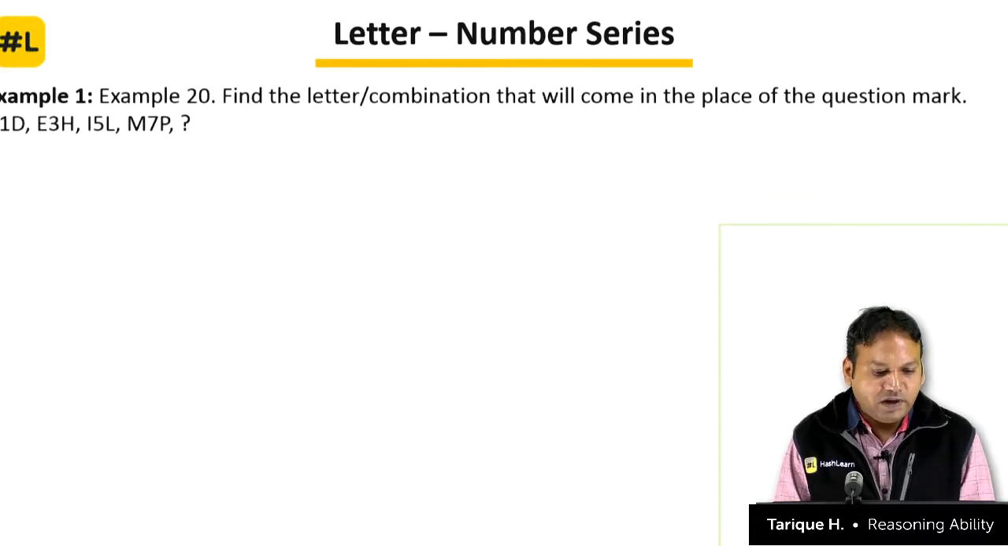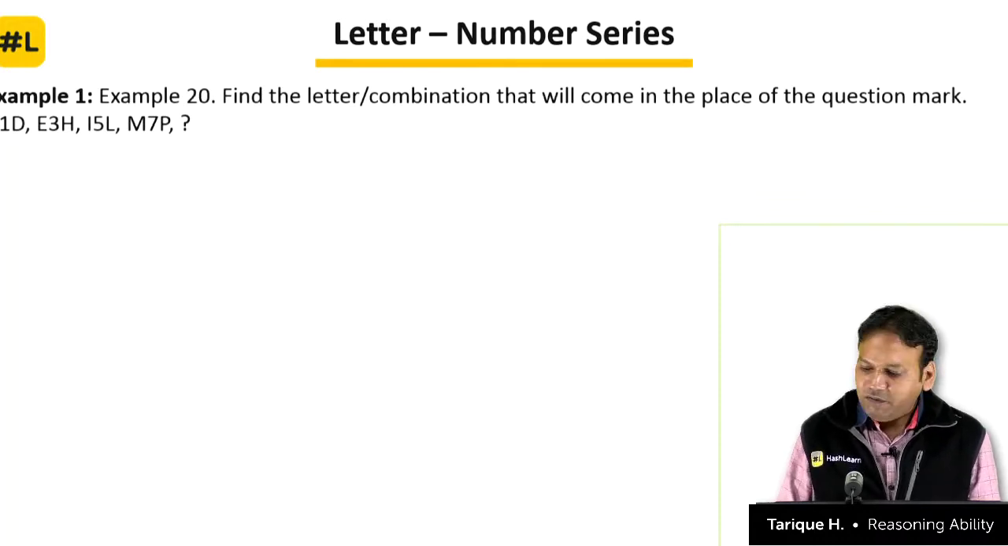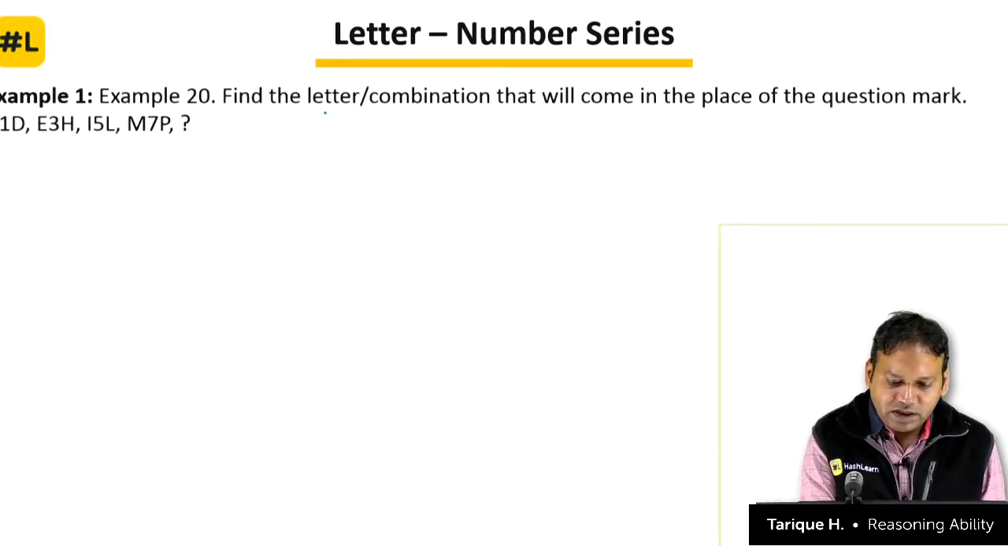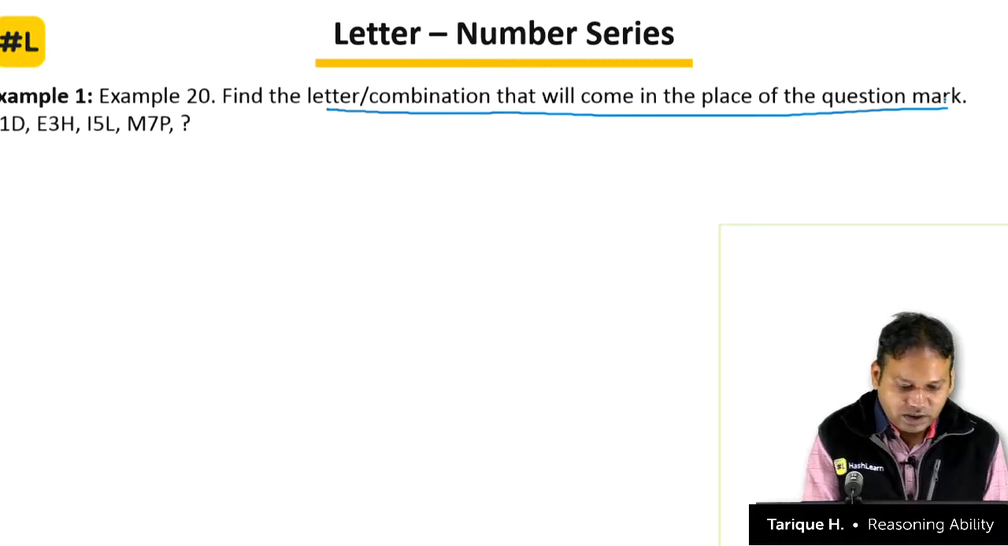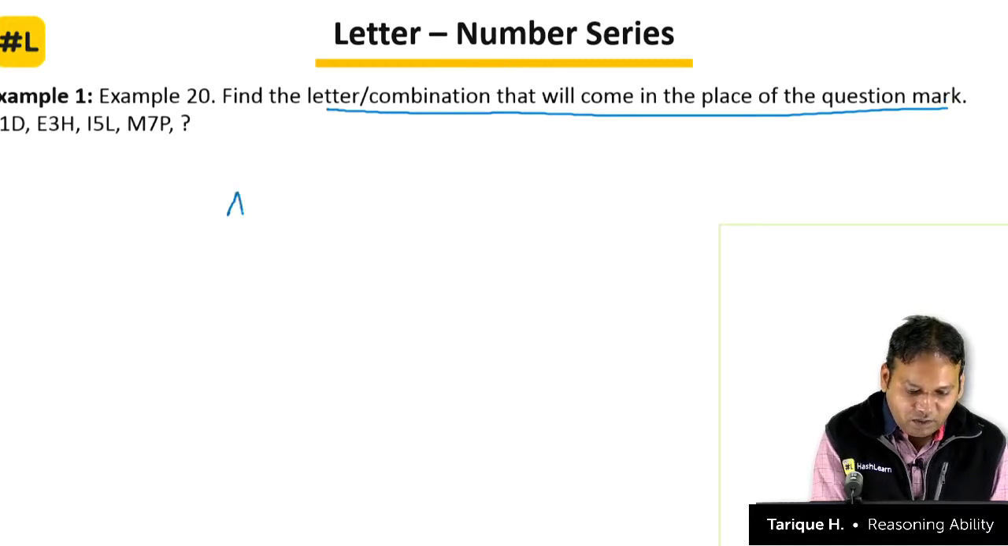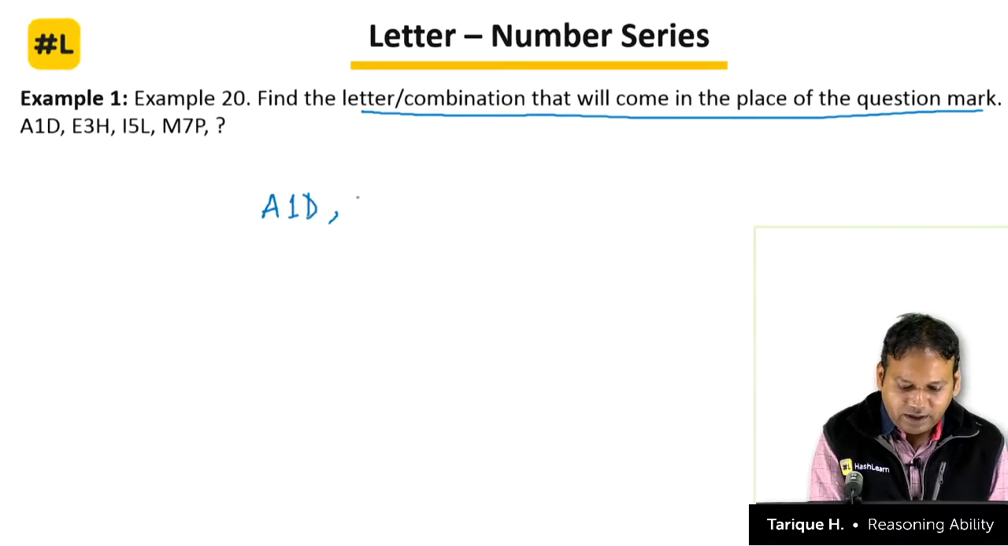Starting with the first question: find the letter number combination that will come in place of the question mark. Let's look at this question. Here we have A1D and then we have E3H.